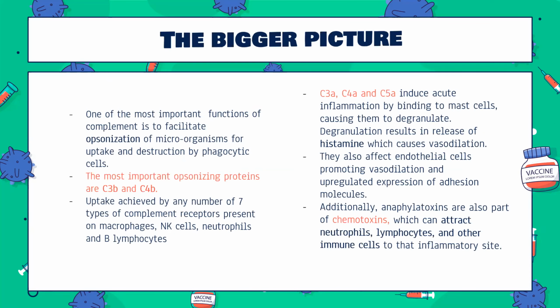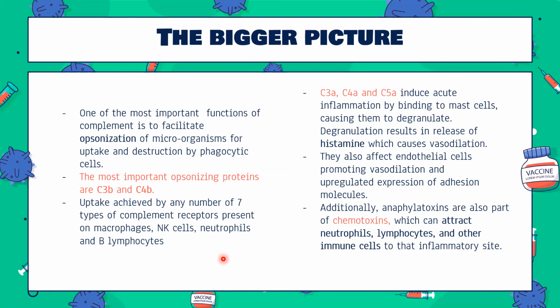So let's apply that to the actual slide. I was asking you guys about opsonization and I was asking you guys about chemotoxins. So chemotoxins are our anaphylotoxins, which are C3a, C4a, and C5a. Remember, A for anaphylotoxin. Our opsonizing proteins, or our opsonins, are C3b and C4b, which are binding to this antigen and presenting it to the macrophage. Is that clear for everyone?